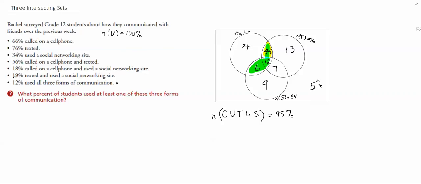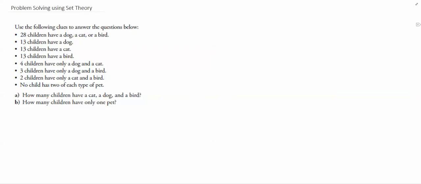On to the next question. So problem solving using set theory. So here we have children with dogs, cats, or birds. So again, we have 3 overlapping sets. And I was just going to try and pick up the picture.